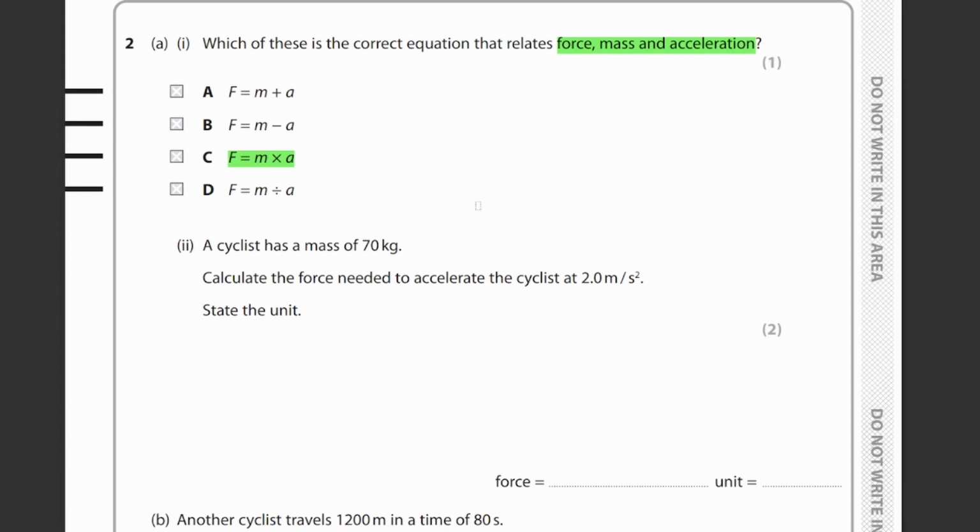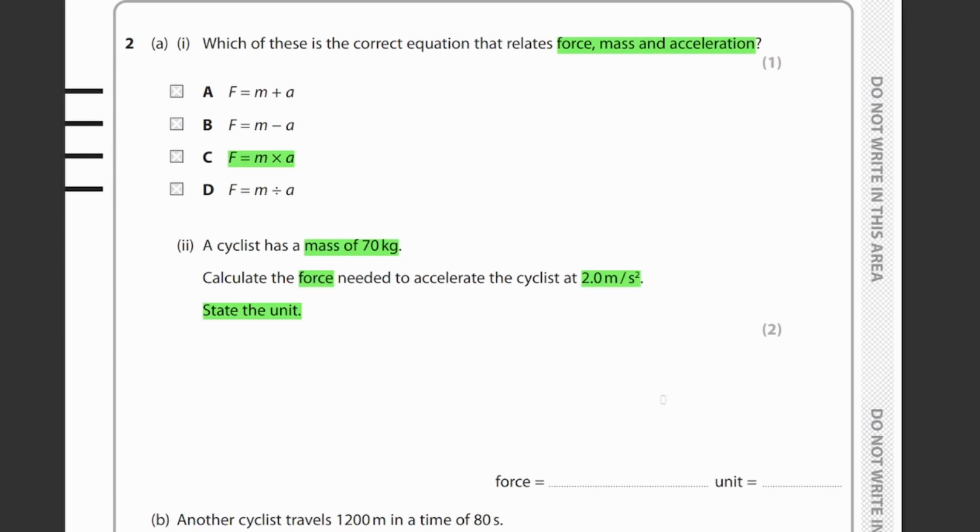Question 2a, part 2, the cyclist has a mass of 70 kilograms. So they have given you the mass. Calculate the force. So you are supposed to calculate the force needed to accelerate the cyclist at 2 meters per second squared. State the unit. That gives you the second mark. So 1 mark for the force and 1 mark for the unit.